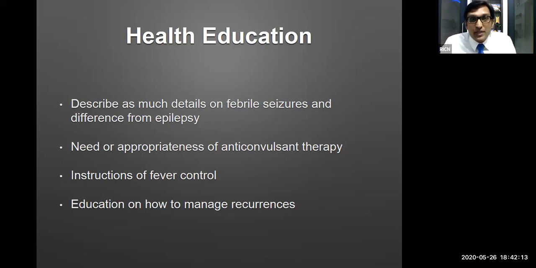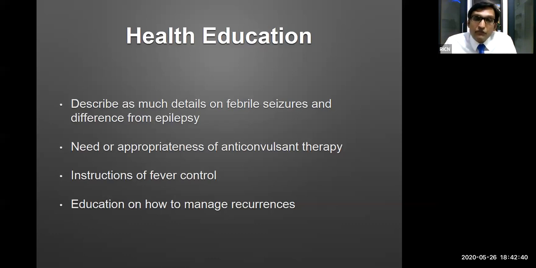Need or appropriateness of anticonvulsant therapy. So as we just saw in the presentation, most children will not need a treatment. So that has to be told to the parents and explained why they do not need a treatment. Instructions of fever control are important. So of course, send them home with antipyretic, when to give it, maybe buy a thermometer, and how to measure temperature. All of that needs to be explained.